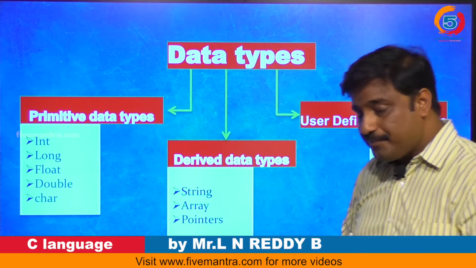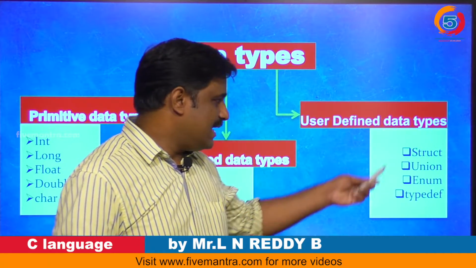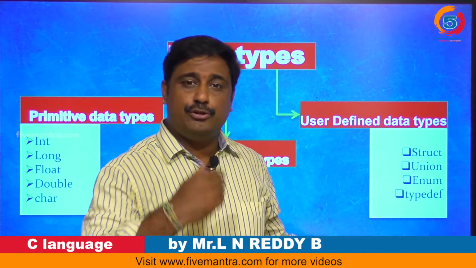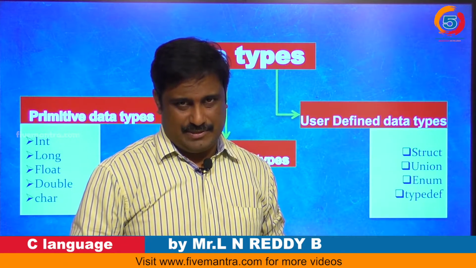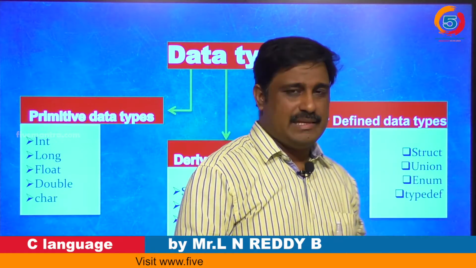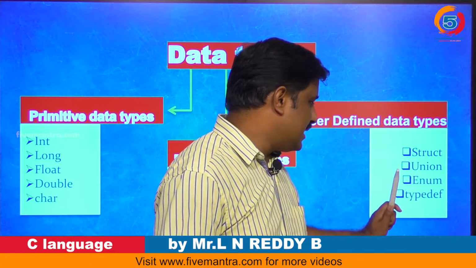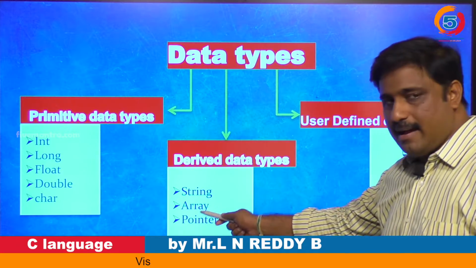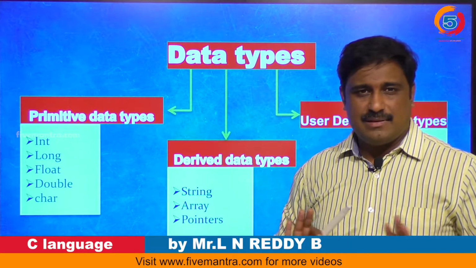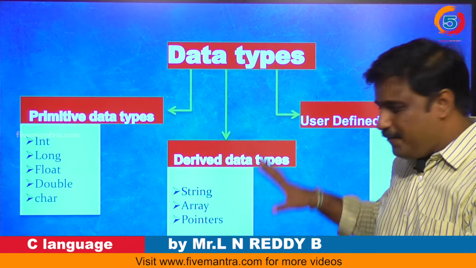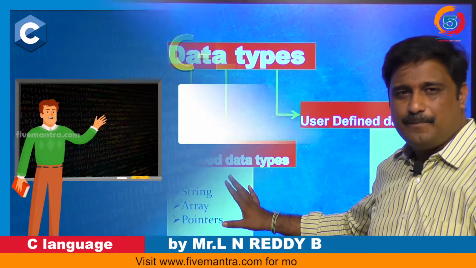Next one is user defined data types. See, struct, union, enumeration, typedef, these are the keywords we use to define user defined data types. Programmatically, you can create your own data type and use it the same way we use fundamental data types. How many things? Structures, unions, enumerations, and typedef. Next one is derived data types: strings, arrays, and pointers. If you know these concepts, half of the subject is over. If you are perfect with this, everything is clear.